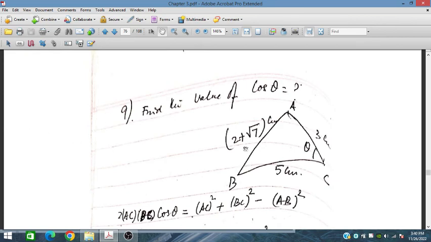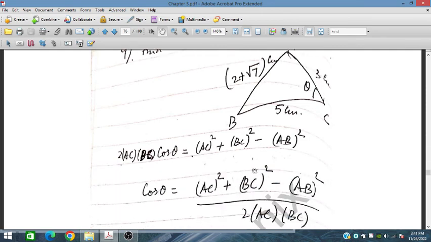So we have to find the value of cos theta in this triangle. This triangle is A, B and C. This side is 5 centimeter. Because this is a triangle, it is a straight line. In the picture it is not looking like that, but it is a straight line. This is a straight line, this is a straight line. So we have a triangle, and this is the length, and this is 5 centimeter. BC length is 5 centimeter. AB length is 2 plus under root 7 centimeter, and this is 3 centimeter. So we have to find the cos theta.